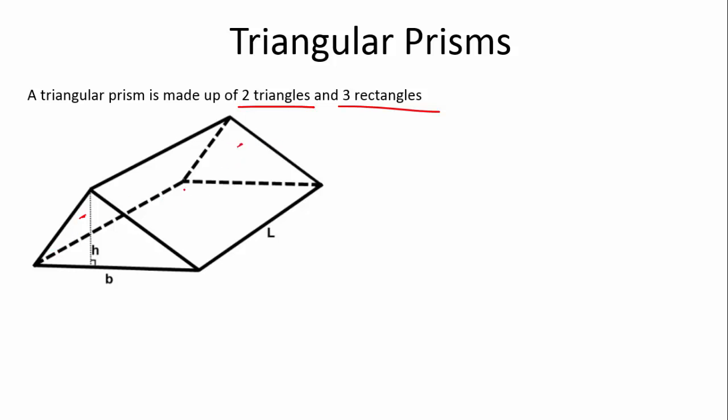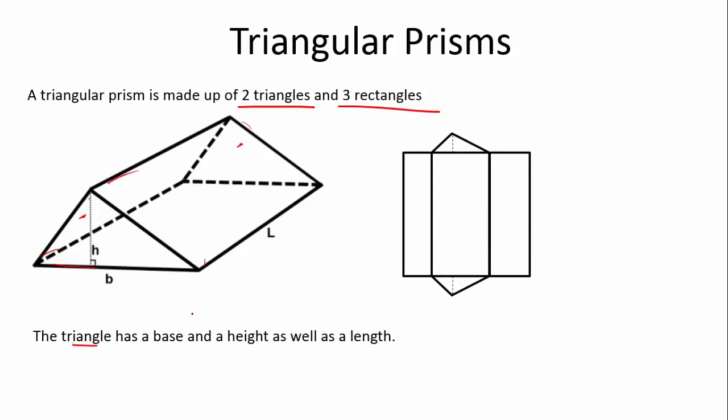This dotted line indicates that it's behind the shape, and if it were a solid object, we wouldn't be able to see it. And then there's a rectangle, this big one here. There's one at the bottom and there's one at the side there. So a triangle has a base and a height as well as a length, right? Or the triangle prism, rather.